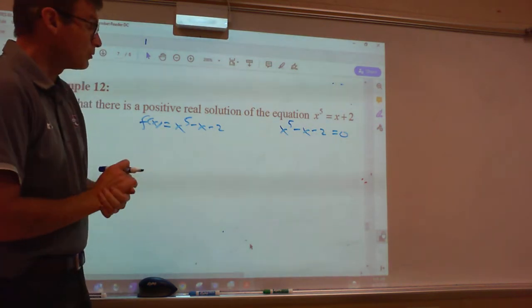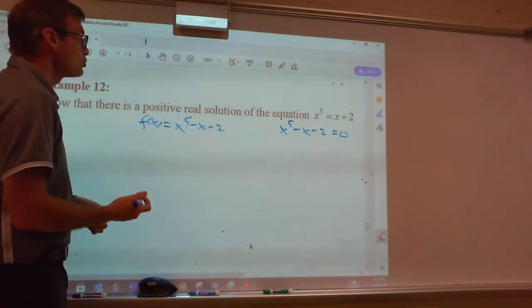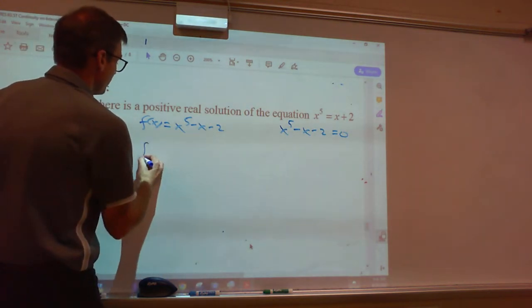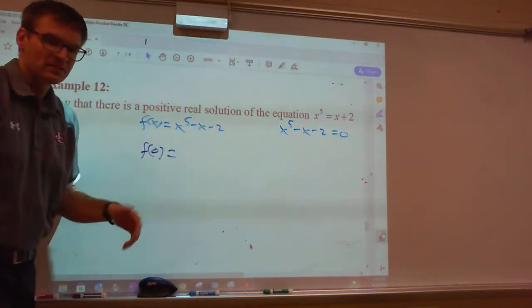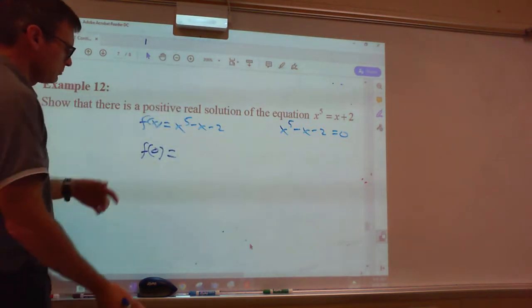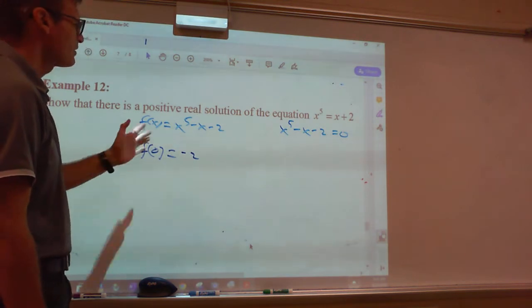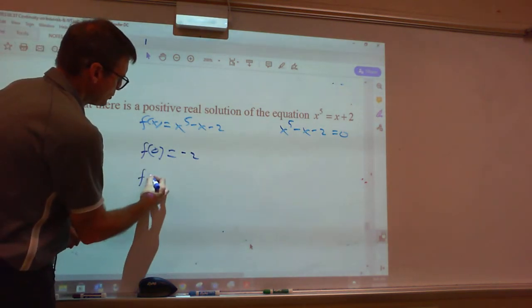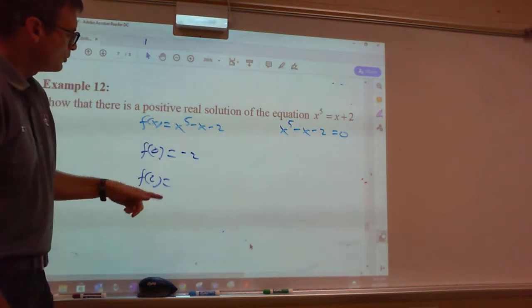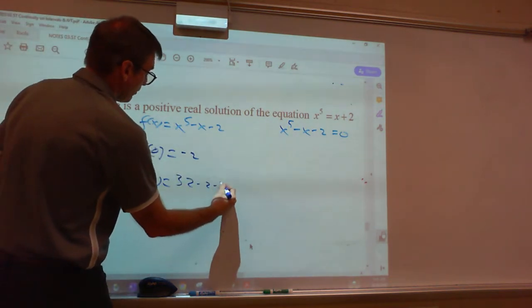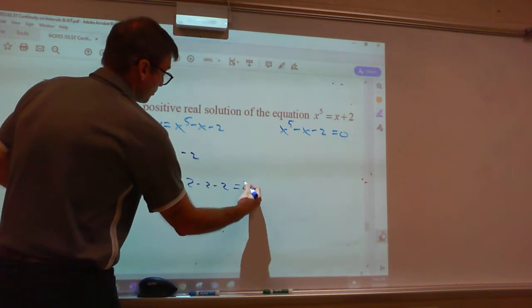The first thing I'm going to do is plug in f of 0. Because that's easy. Plug in 0, I'll get negative 2. If I plug in 1, that's not going to give me what I need. I'm going to plug in 2. So when I plug in 2, well, 2 to the 5th is 32, minus 2, minus another 2, and so I end up with 28.